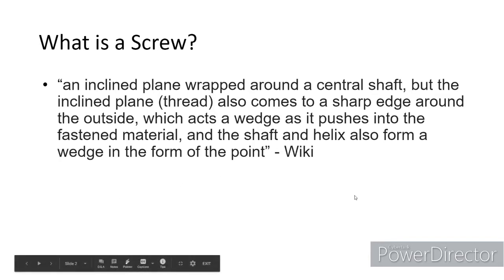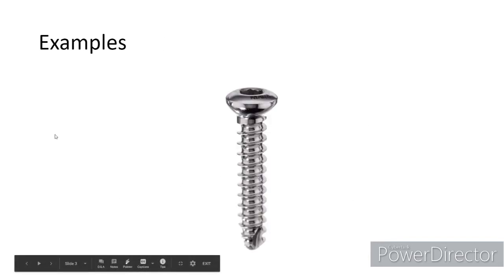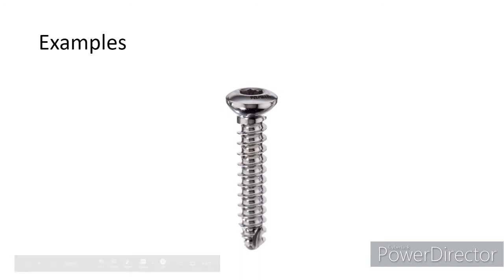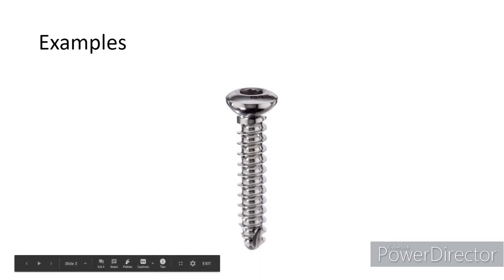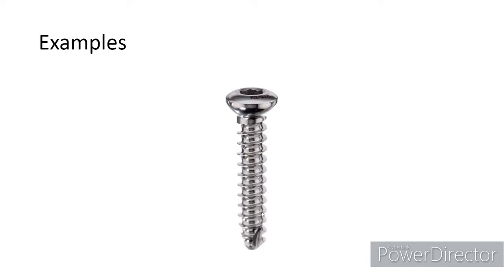Well, that was a lot of words, so let's look at an example of what we're talking about. As we can see, we have the shaft of this screw wrapped with an inclined plane that comes to a wedge at its edge. Okay, well that's very useful.